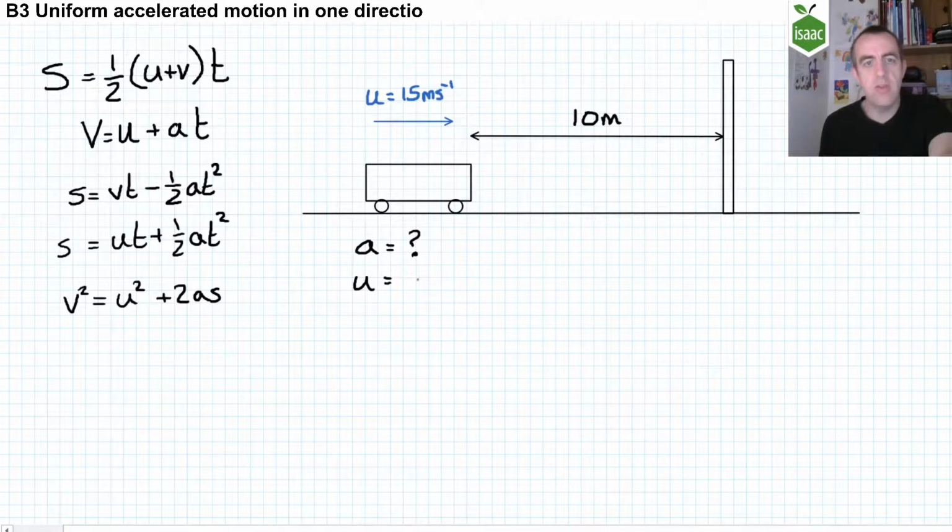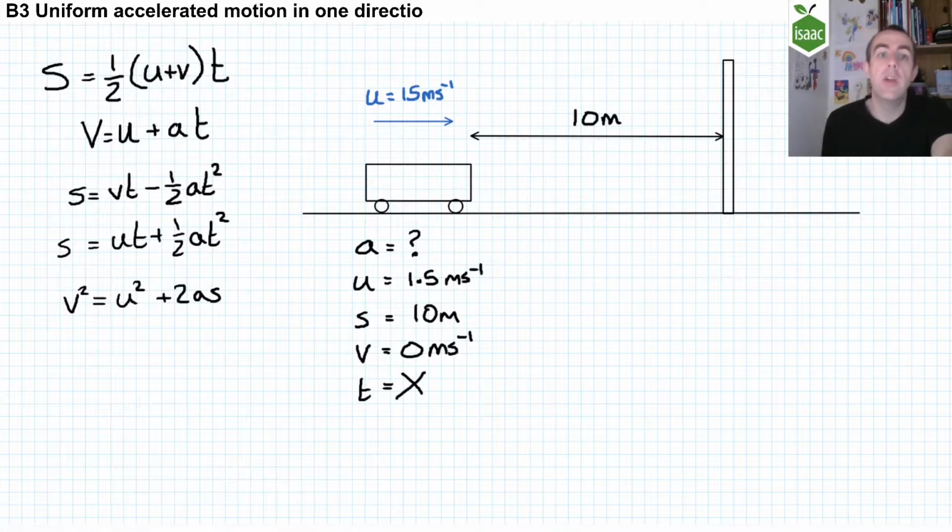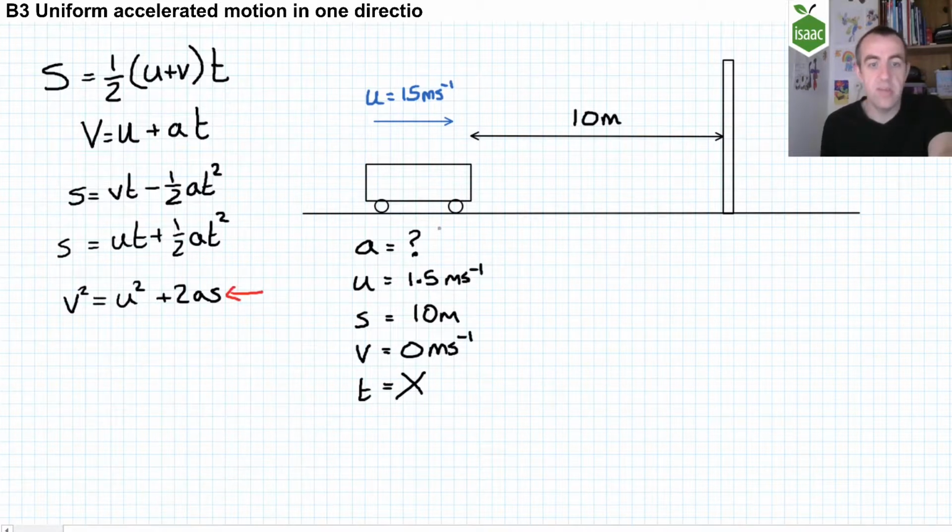We know the initial velocity is 1.5 meters per second. We know the displacement is going to be 10 meters. The final velocity, although it isn't given to us, it is in the context of the question. We want the object to stop, so that will be 0 meters per second. And the time is irrelevant to this question. So we are looking for the no t equation, and the no t equation is this one.